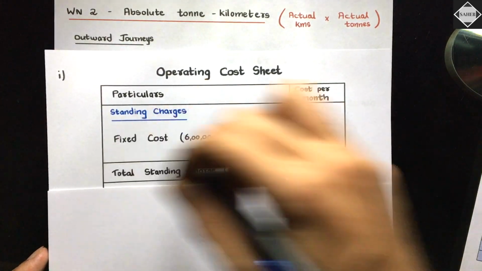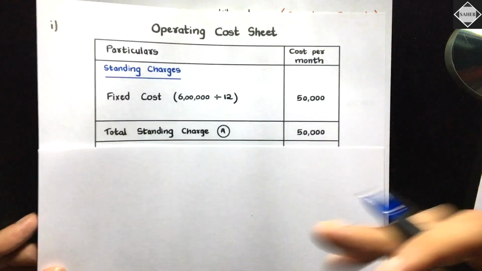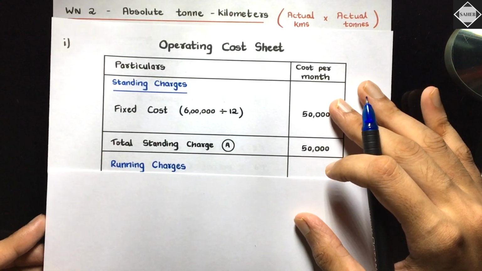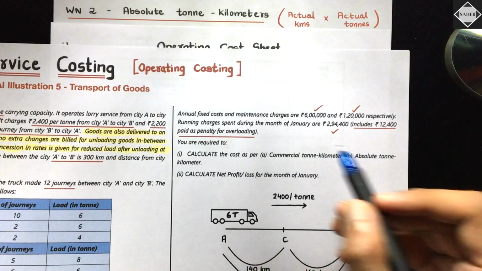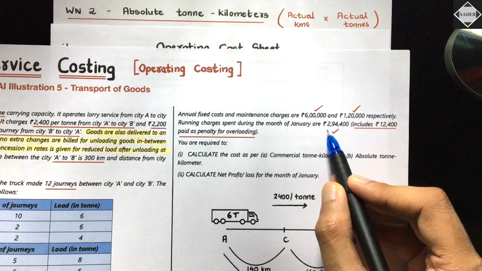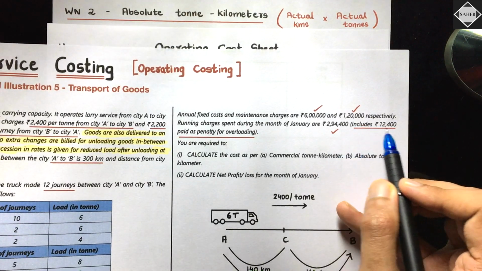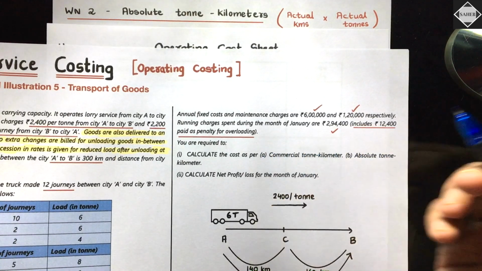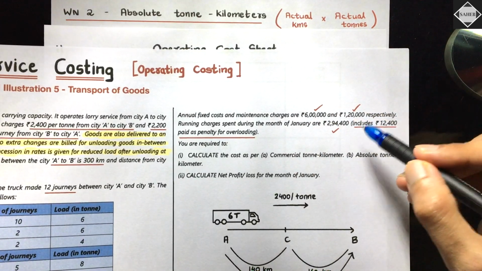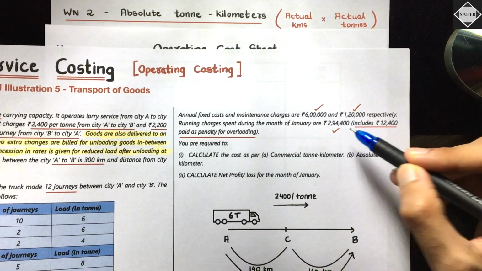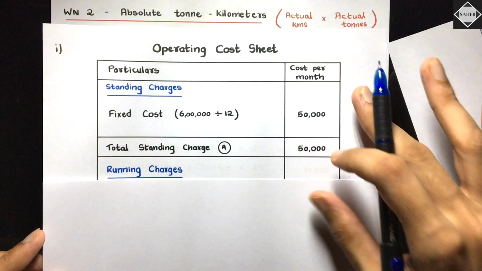You can just write one line only, standing charge 50,000. That's also fine because it's a very simple operating cost sheet. Then running charges. Yeah. What did they say about running charges? Running charges, they said in the month of January, monthly running charges are given 2,94,400. But they said in the bracket, it includes penalty. Penalty is an abnormal loss. It can't become part of operating cost. But they have given it as including. So you have to remove. Do you understand? Okay. So minus 12,400.